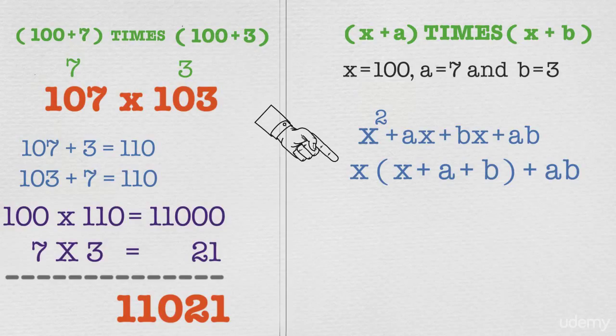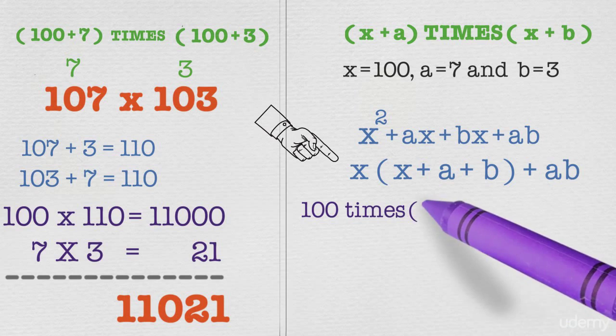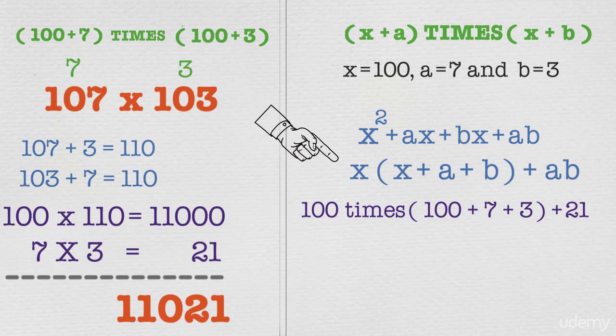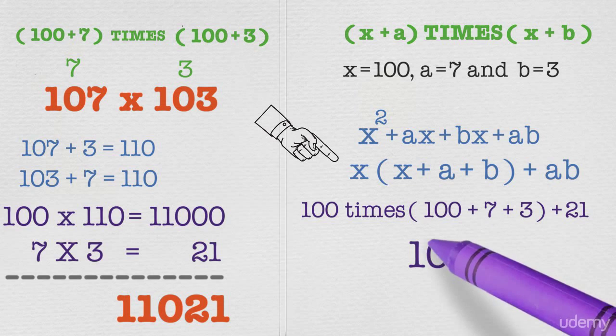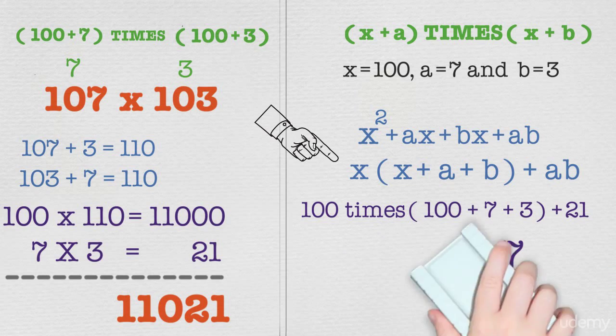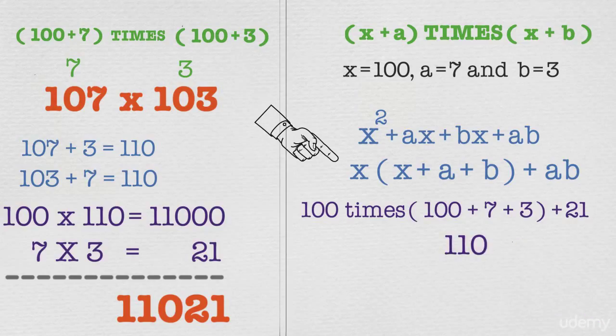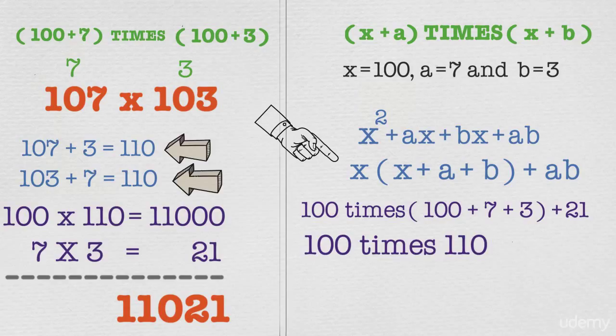Now let's replace x, a and b with these values on the right hand side. We get 100 into (100 plus 7 plus 3) plus 21. Now focus on this expression within brackets. This can be written as 107 plus 3 or 103 plus 7, both giving us the same answer, which is 110. And this is exactly what our base 100 method told us to do. As before, the 100 maps in here and the 21 comes from here. So once again, our problem gets converted into a simple algebraic expression.